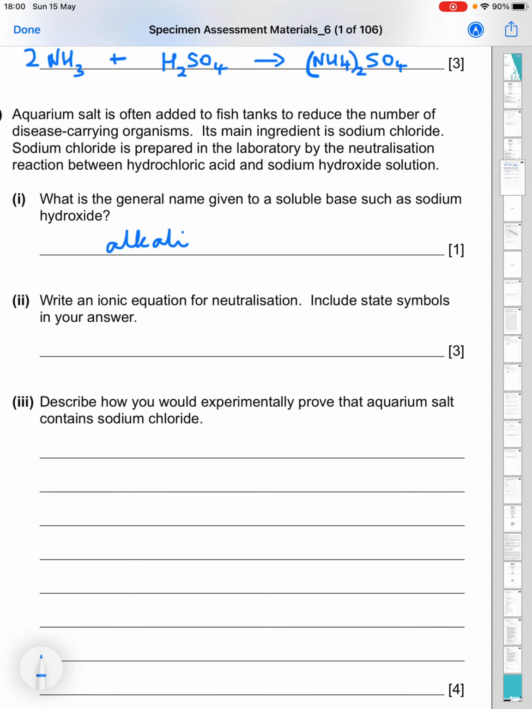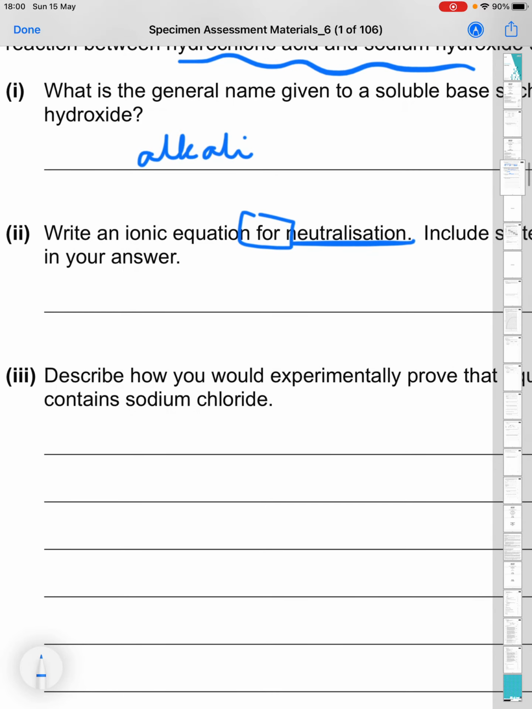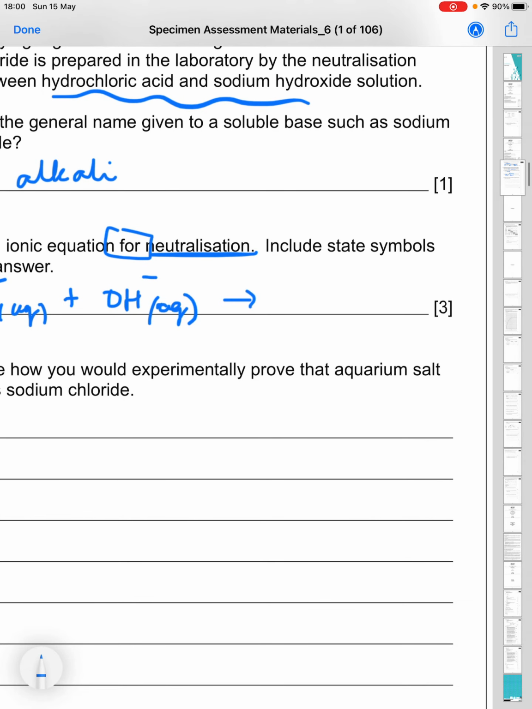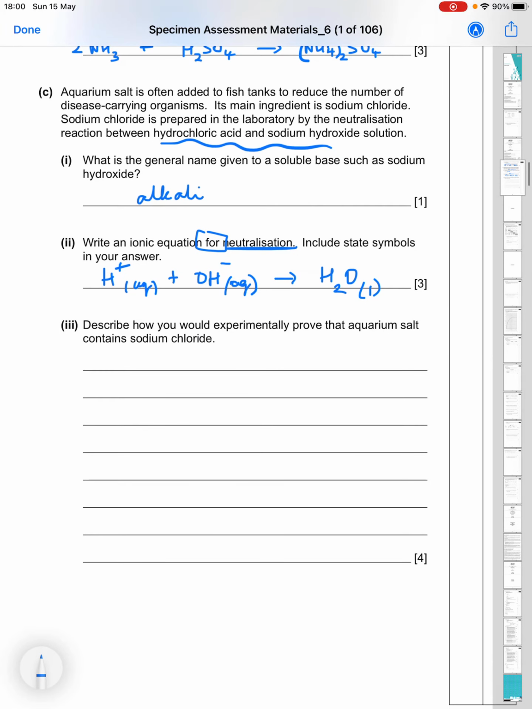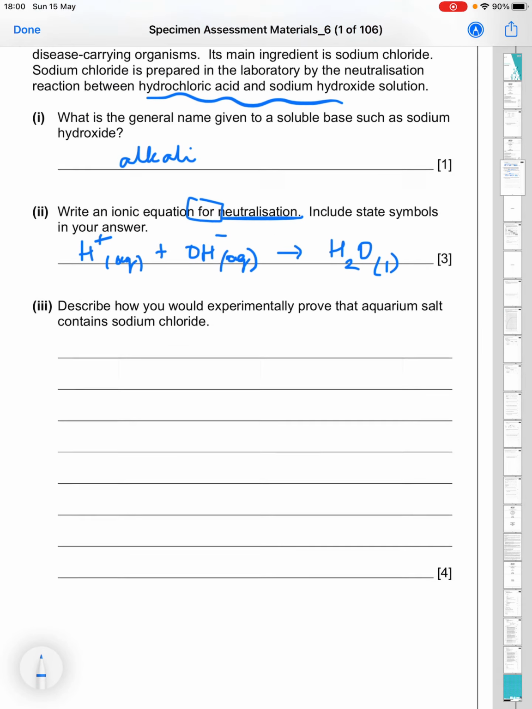Then write an ionic equation for neutralization. Include state symbols in your answer. This is one you should have learned straight out of your notes. It's not asking you for this neutralization here, it's just for neutralization. So it's H+(aq) + OH-(aq), which gives you H2O(l), which is a liquid. And again, 3 marks: 1 for the reactants, 1 for the products, and in this case 1 for the state symbols.